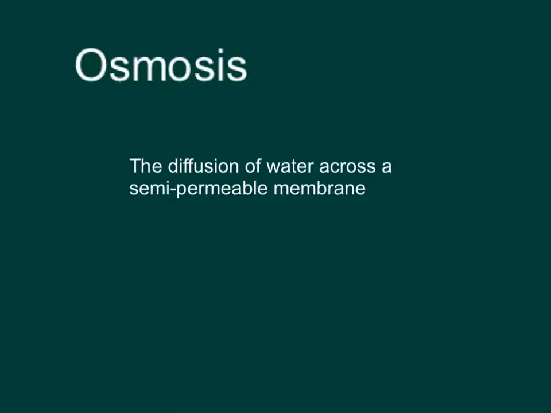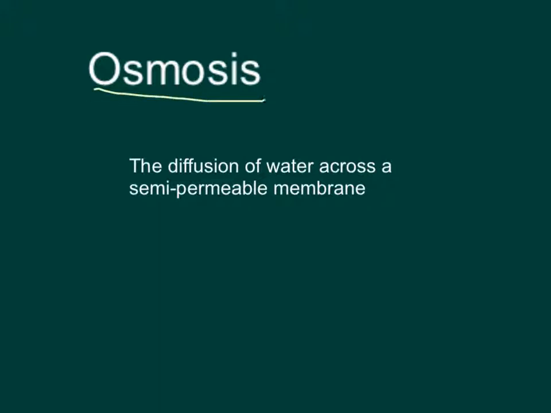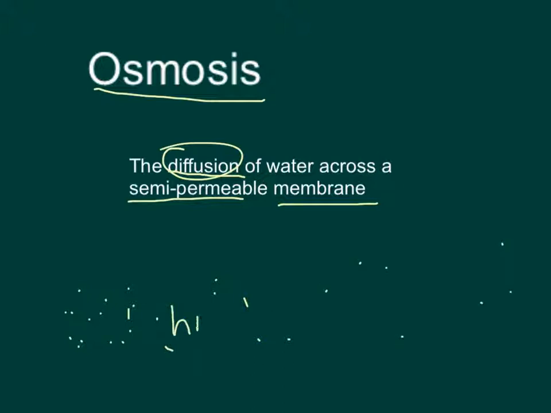Okay, in this video I'm going to talk about osmosis. That is this word right here, osmosis. And we define osmosis as the diffusion of water across a semi-permeable membrane. Now we've already learned about diffusion. Diffusion, you remember, is the movement of molecules from an area of high concentration to an area of low concentration. So it's high to low concentration, right?